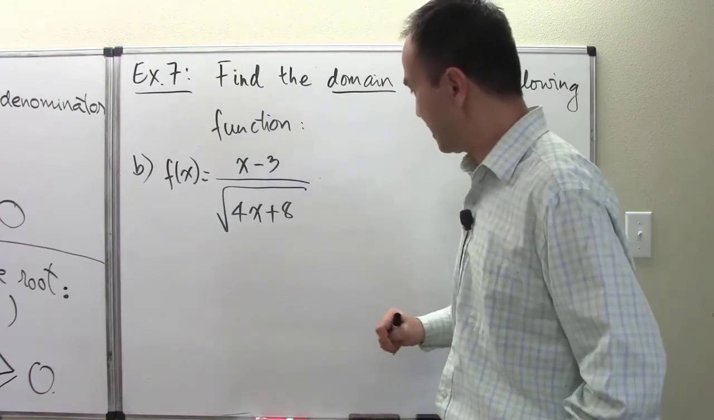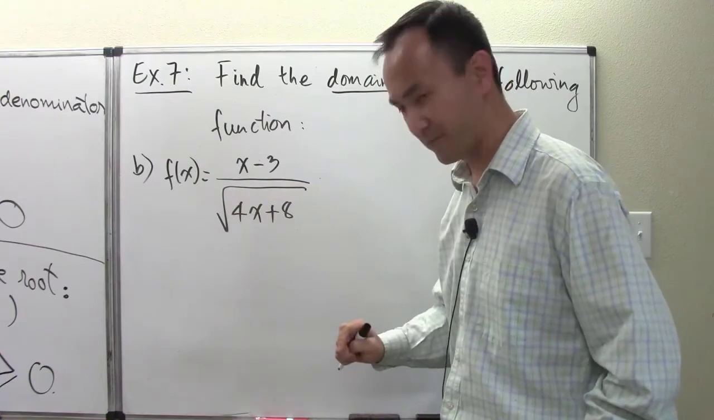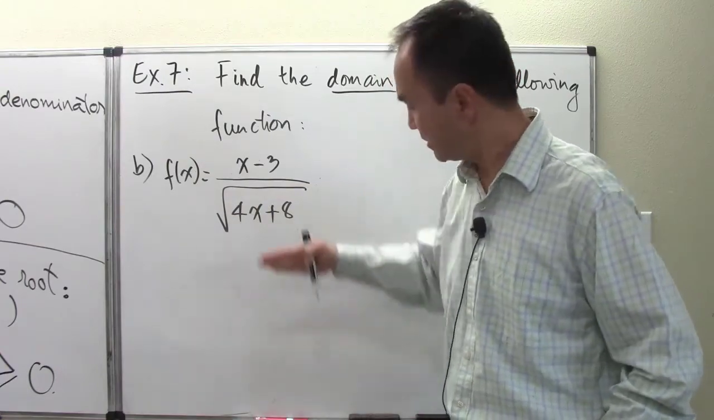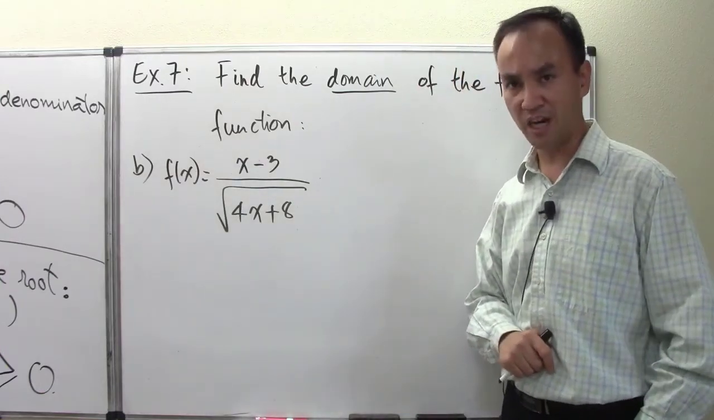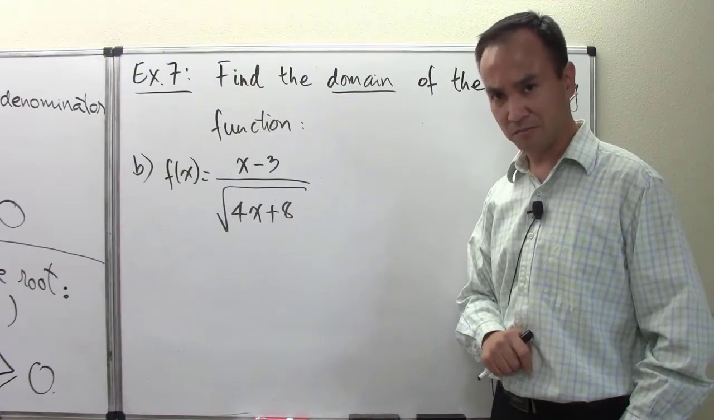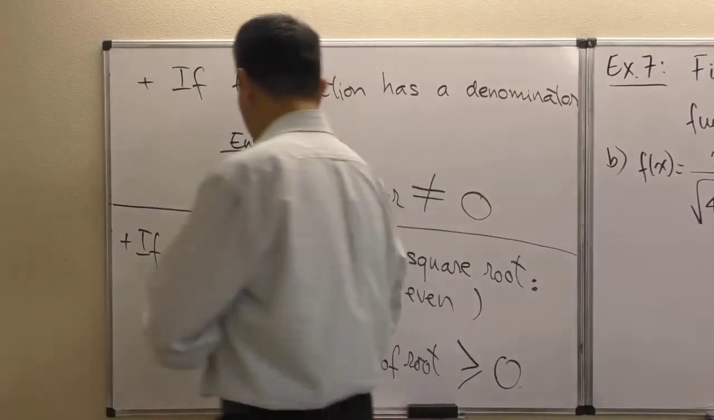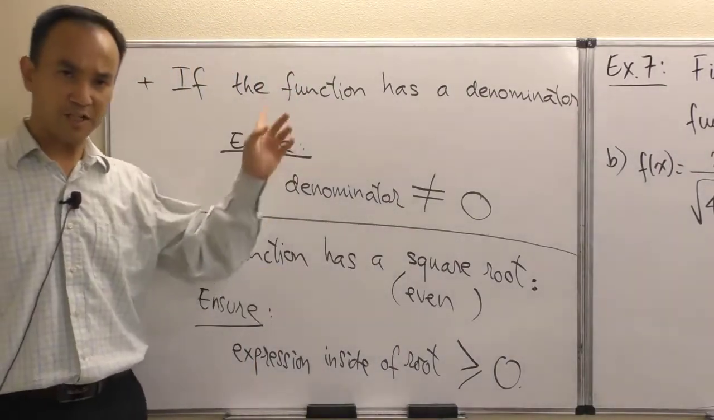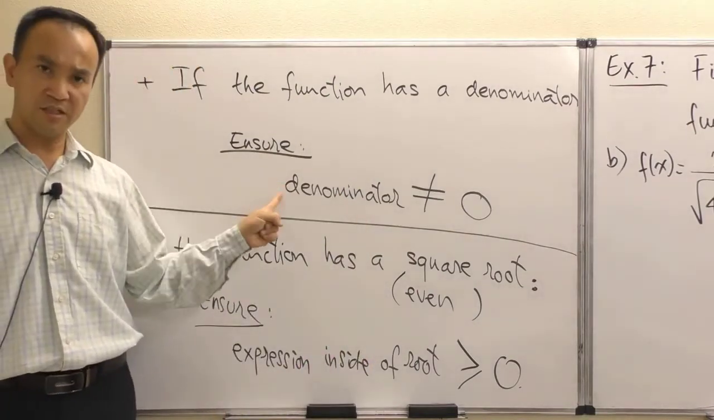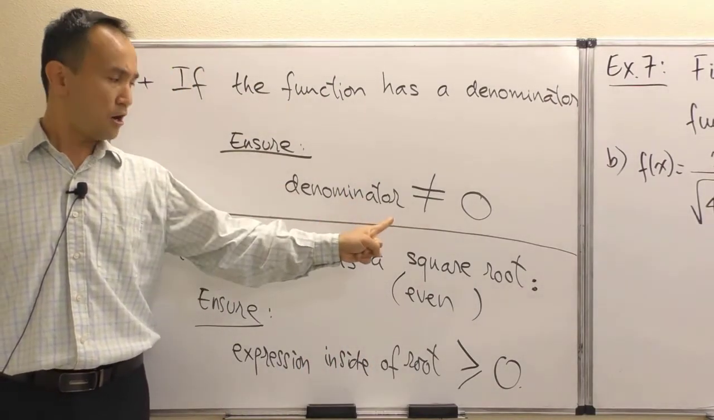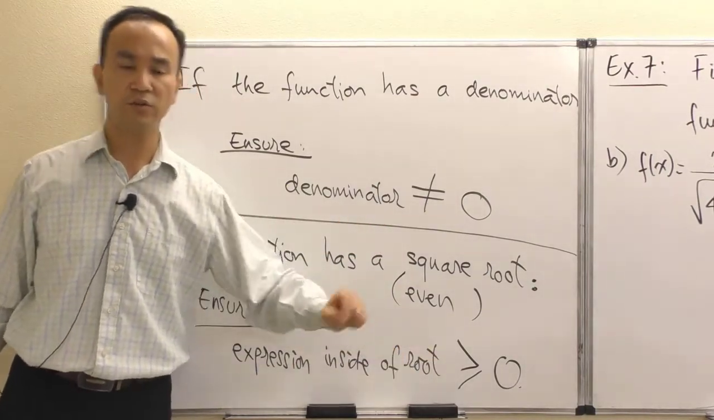Here's how things work. Do I see a square root? Yes, I spotted a square root. Do I see a denominator? The square root itself is also a denominator. So out of the two key requirements, as far as a checklist for what to ensure, we have to ensure both of these two. We need to ensure the denominator is non-zero, and we have to ensure the expression inside the root is greater than or equal to 0.